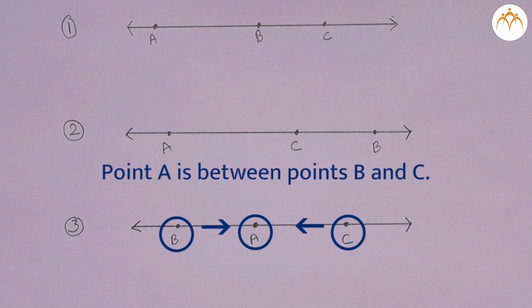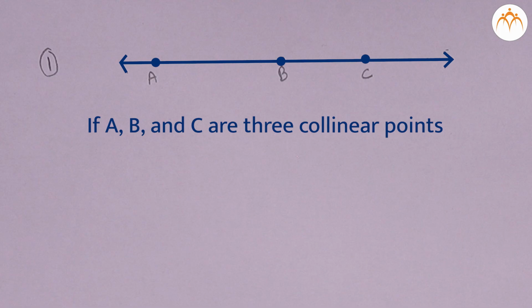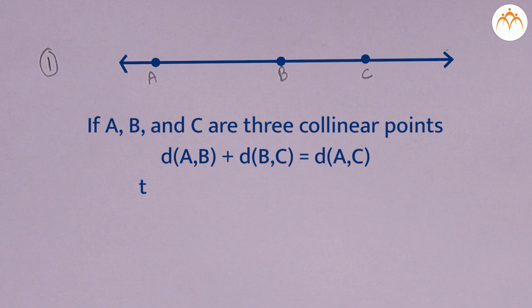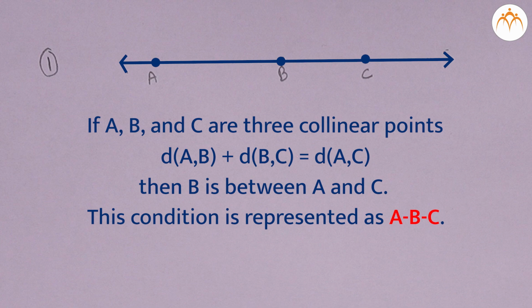Correct. Okay. Now see, if A, B and C are three collinear points and distance AB plus distance BC is equal to distance AC, then point B is between A and C. This condition is represented as A-B-C. Understood? Let's solve a few examples based on this concept.